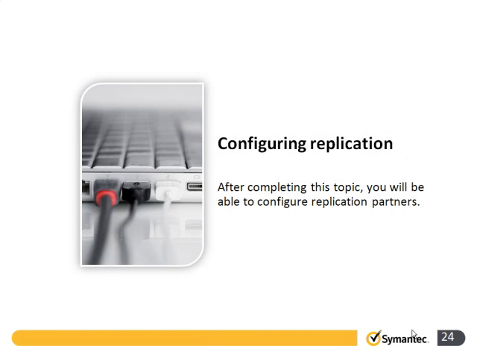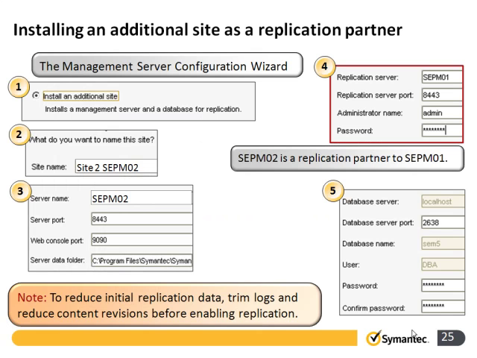So how do we configure replication? We can use it within the management server configuration wizard. When we're doing the installation, we can set up the additional site, specifying the site and the server name, and specify the replication server at this stage.